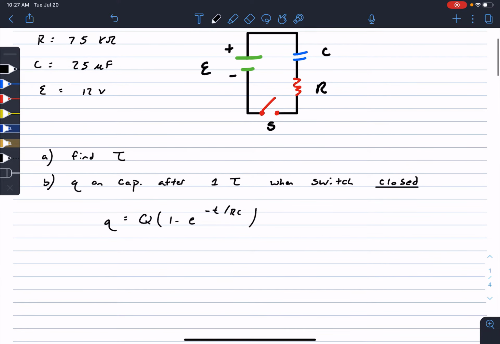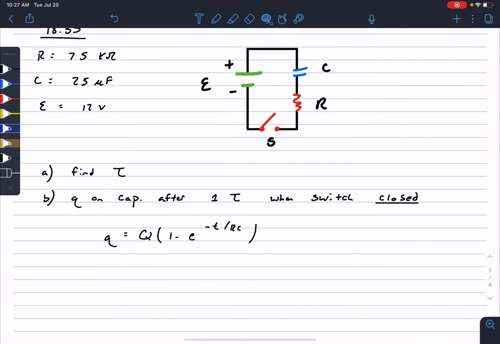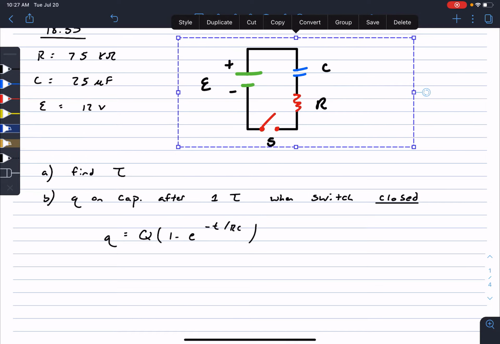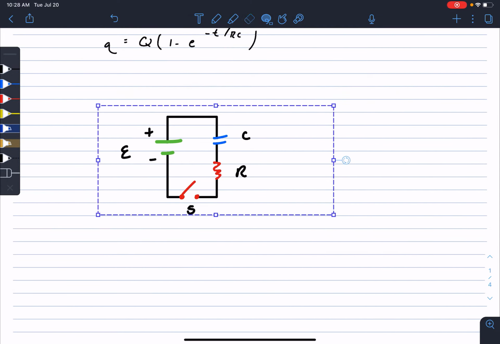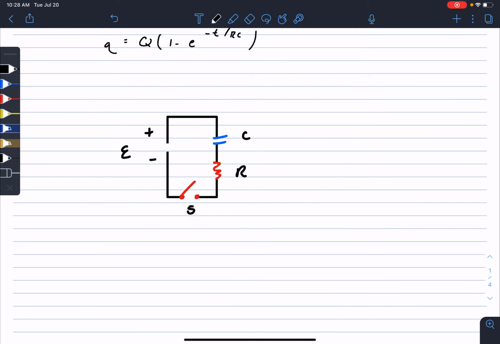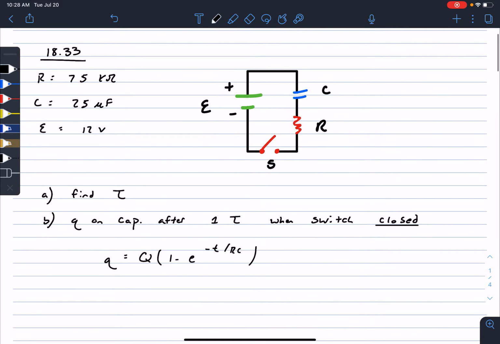It's interesting to note, before we move on here, that if you don't have a battery, and we close the switch, this capacitor is actually going to discharge. And we have a formula for that too, but that's not this problem.